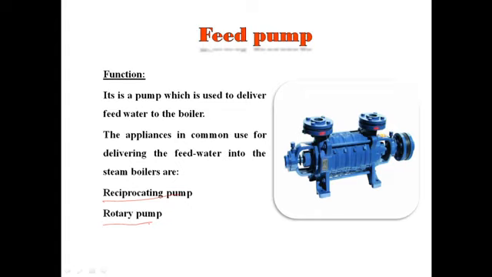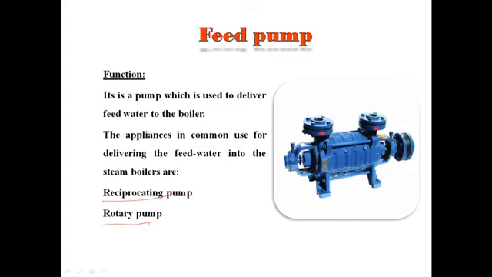The reciprocating pump consists of a pump cylinder and a piston. Inside the cylinder reciprocates a piston which displaces water, and the reciprocating pump may be of two types: single acting pump and double acting pump.